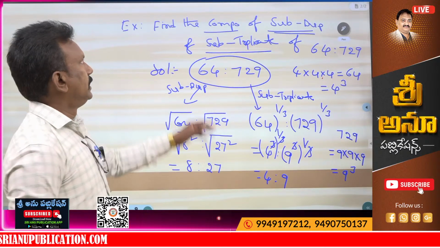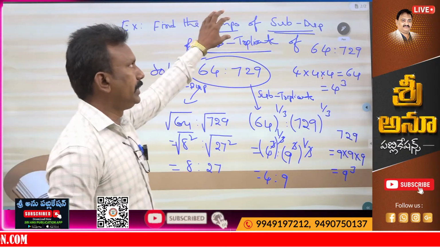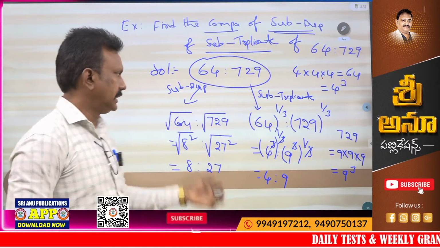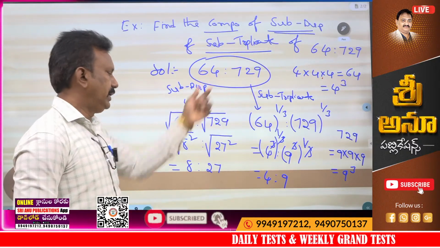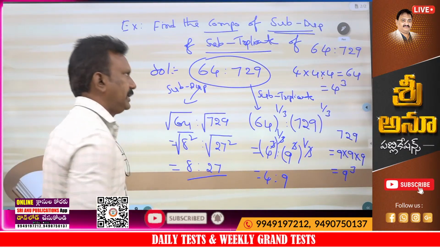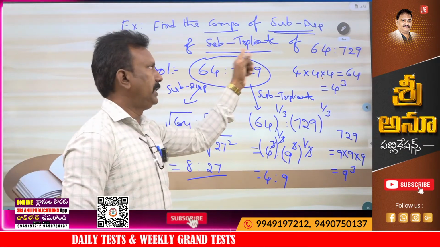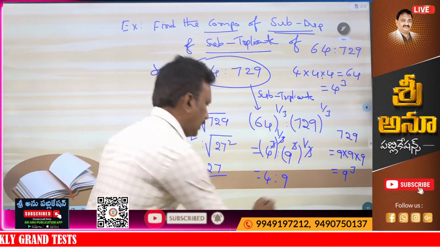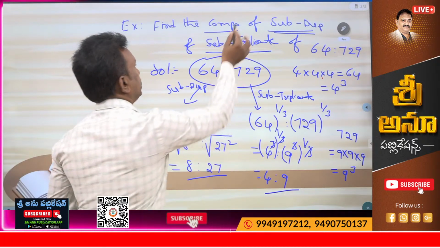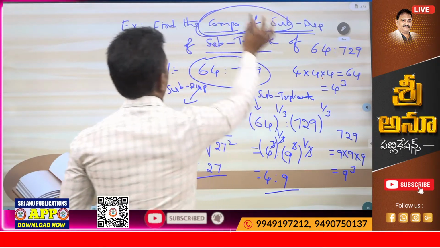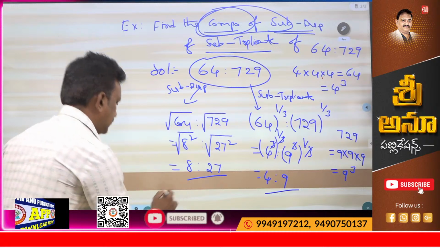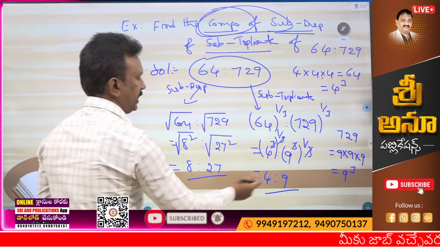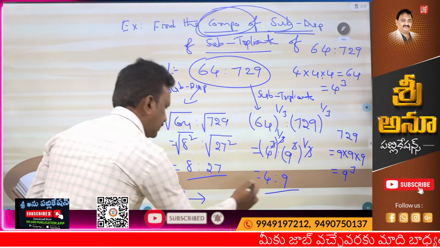So we are finding the compounded ratio of the subduplicate and subtriplicate ratios of the given ratio. The subduplicate ratio of the given ratio is 8 is to 27, and the subtriplicate ratio of the same ratio is 4 is to 9. The final answer: what is the compounded ratio of these two? The compounded ratio of these two is defined as the continuous multiplication, or the product, of first terms.